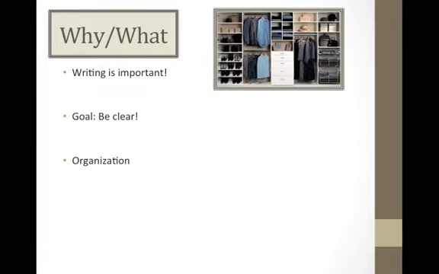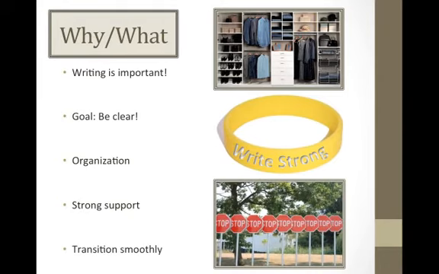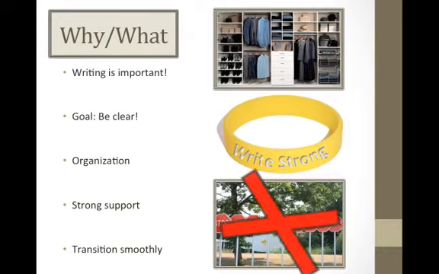Now, in order to do this, there are a few things that we're going to look at today. First, organization. Second, strong support. So it's actually what the content is that you're trying to write about. And then third, the ability to transition smoothly. I'm sure you've read something before that's very choppy and it feels like there's a stop sign after every sentence. We want to avoid that as much as possible.